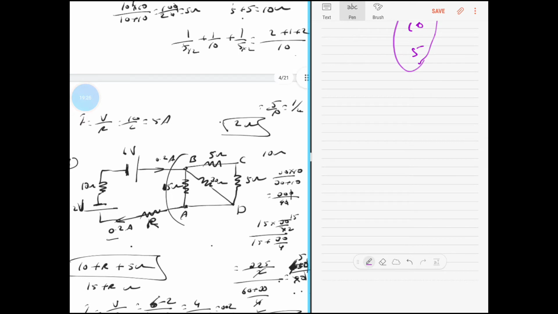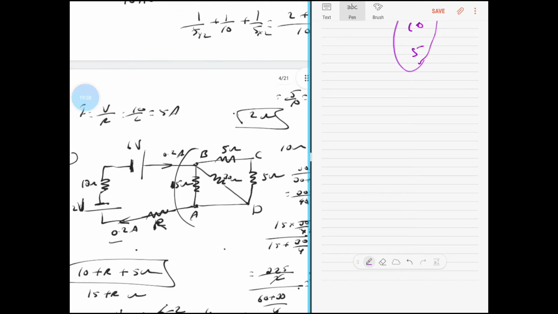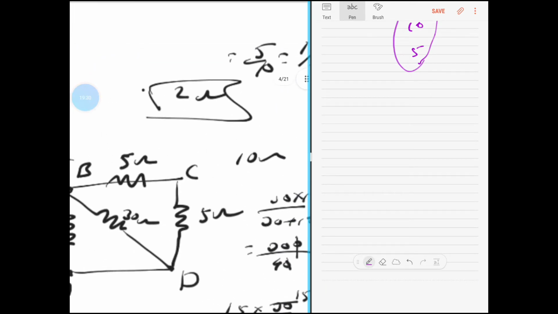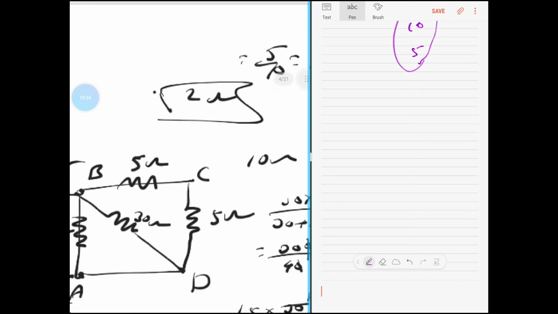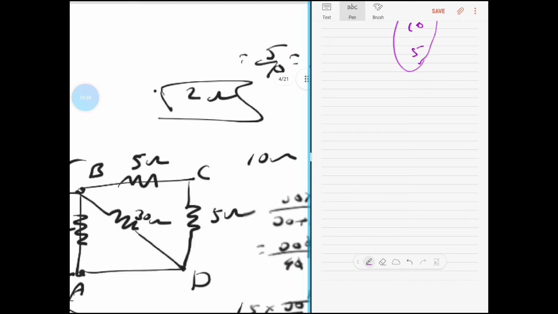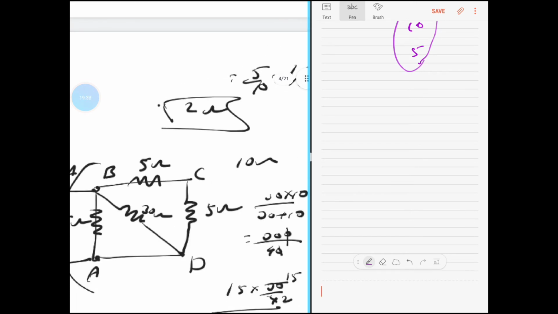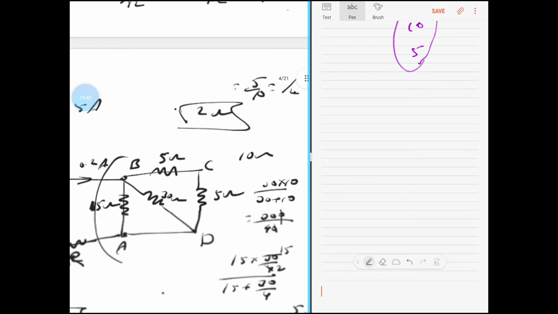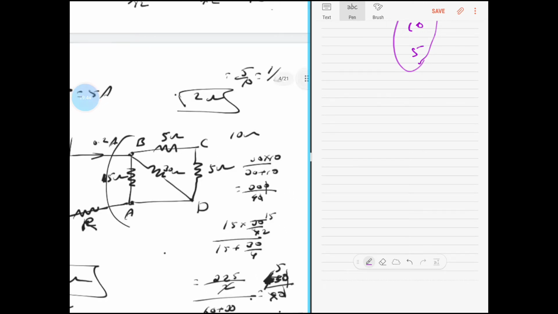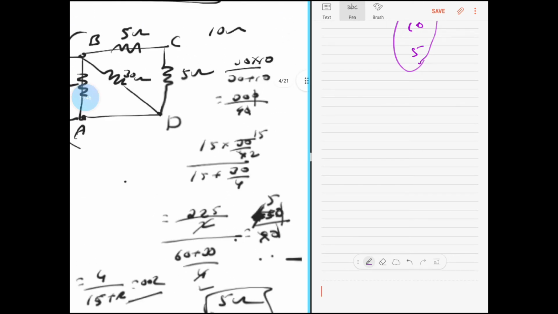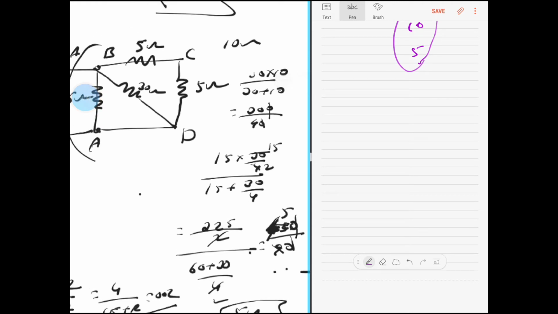It's a next numerical. Can you see the moment I see the sum? 5 ohm and a 5 ohm here. Those two are series, so it's 10 ohms. That 10 and this 30 are in parallel. So 30 into 10 by 30 plus 10. And that and this 15 ohm are again in parallel. So 15 into 30 by 4 by 15 plus 30 by 4.